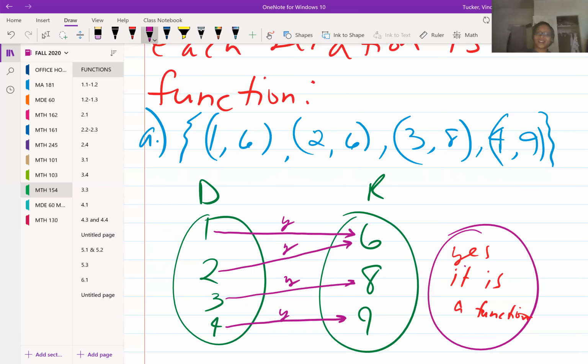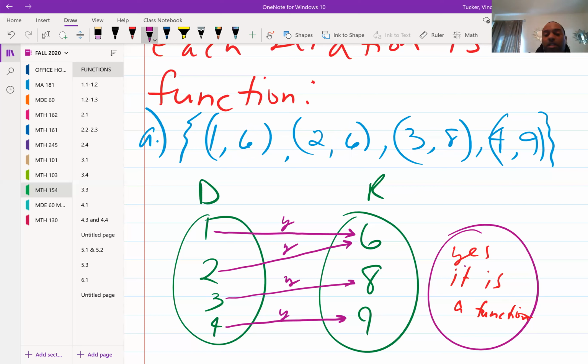Okay. But yeah, so when we look at this, each one of our values goes to exactly one element in our range. And so even though this is repeated, that has nothing to do with the fact that 1 goes to one value, 2 goes to one value, 3 goes to one value, and 4 goes to one value. So that means yes, it is a function.